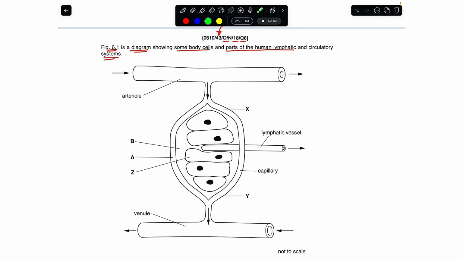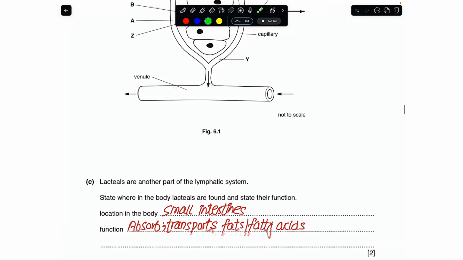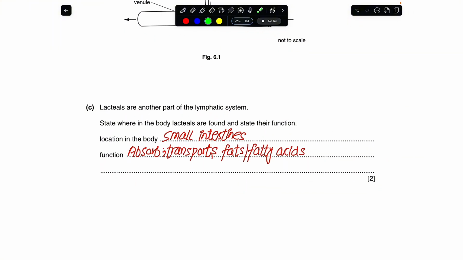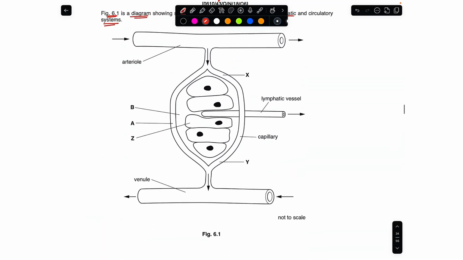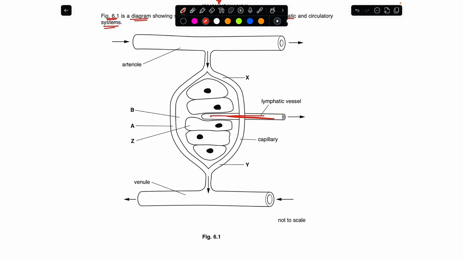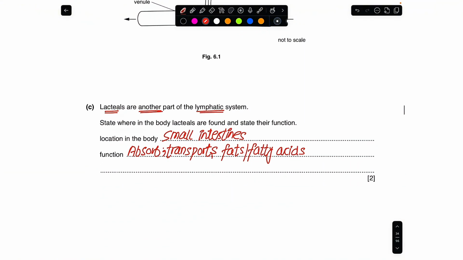Irrespective of what the structures E, B, Z and the like are concerned, let us just look at what the question is in terms of the alimentary canal. So I have just included part C because this is relative to the alimentary canal from this diagram. They say lacteals are another important part of the lymphatic system. Like the lymphatic system has got the lymphatic vessels in it, and he is giving us the name of one of the vessels of the lymphatic system, and that is a lacteal. So they say state where in the body lacteals are found and state their function.